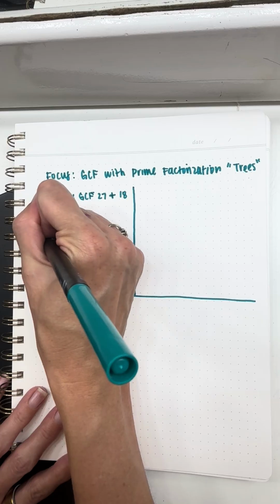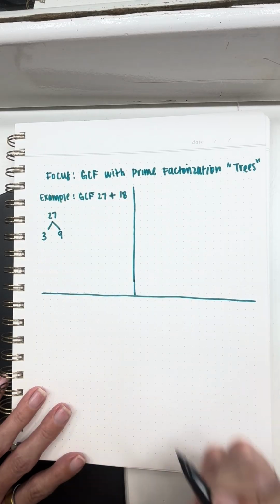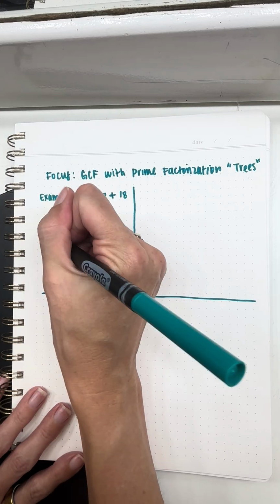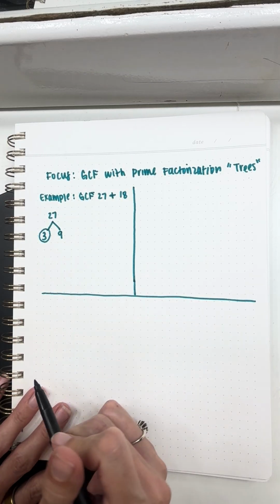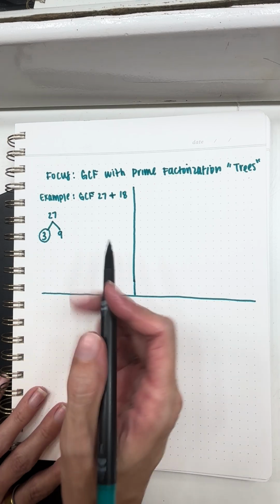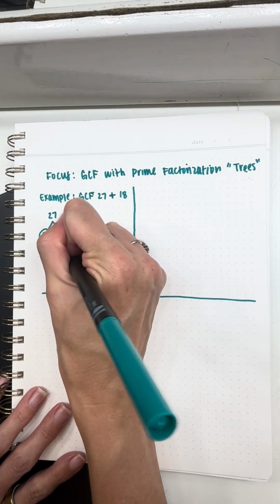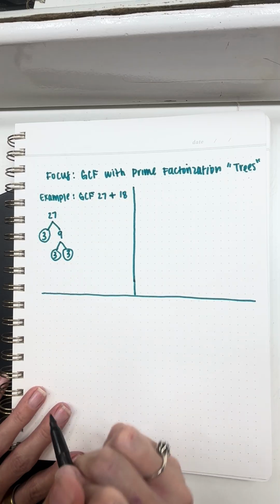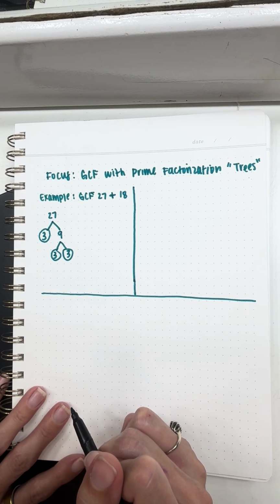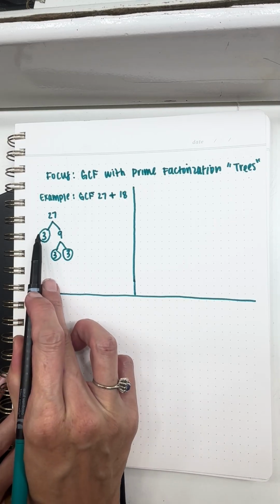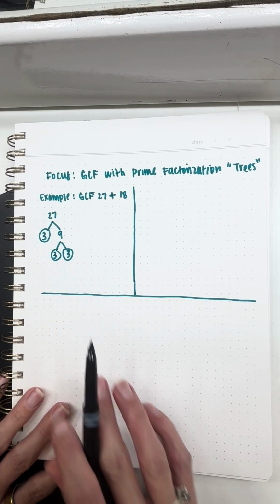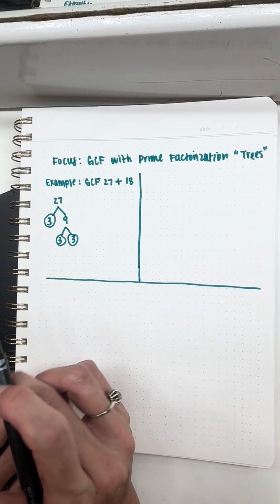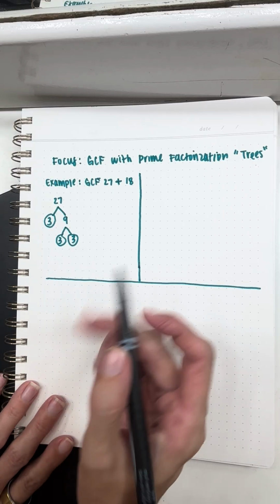I know that 3 times 9 will give me 27. 3 is a prime number, and I'm going to circle it. Now I know that 9 could break down even farther because it could be factored into 3 times 3. Both of those are prime numbers, and so I circle them. Now I have a prime number at the end of every branch, so I know I'm done factoring 27 into its prime factors.